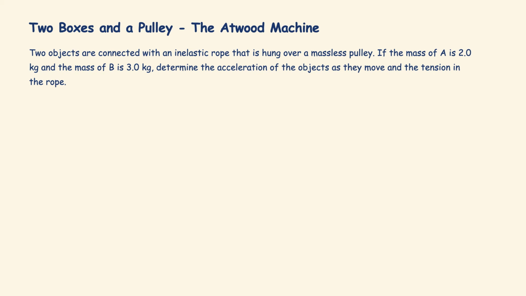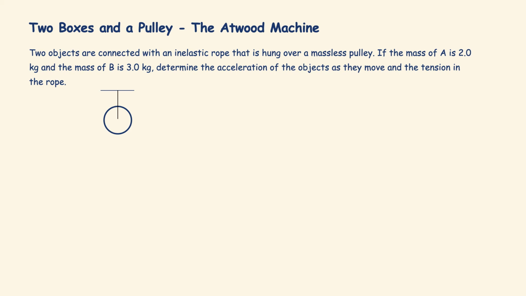If the mass of the object A is 2.0 kilograms and the mass of the object B is 3.0 kilograms, the question will be to determine the acceleration of the objects as they're going up or down and the tension in the rope. So let's see the diagram, how they look.